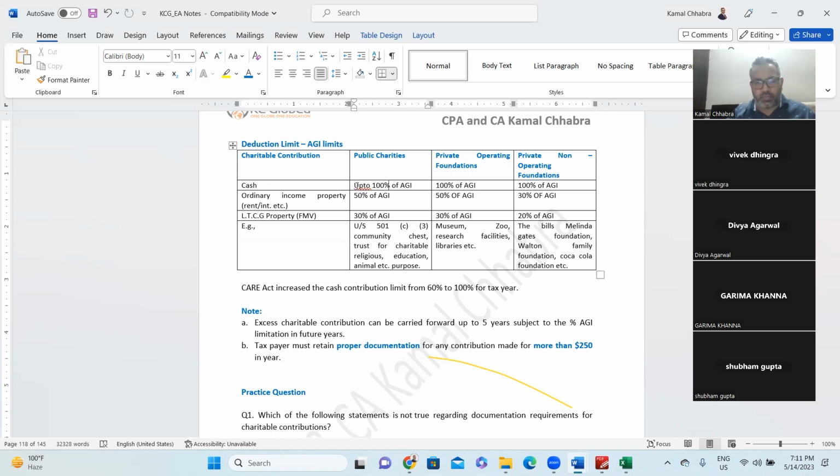Long-term capital gain property, like if we have donated any property to charity. Yes. For example, if you have donated a car to the trust or the church, or maybe a piece of land to the church, that comes under long-term capital gain property. Sorry, my bad. Okay, thank you.